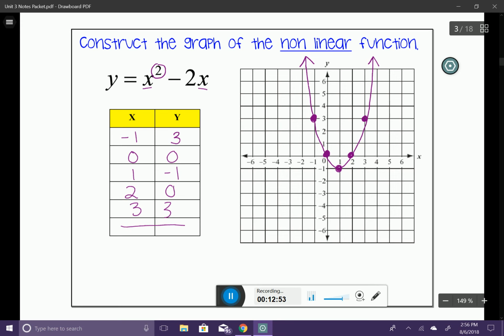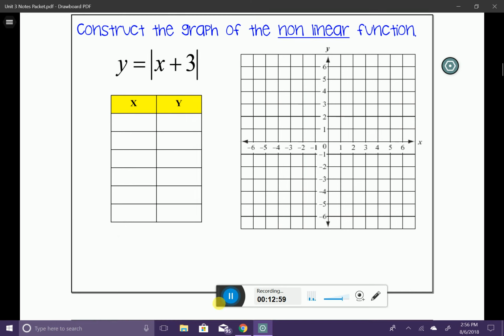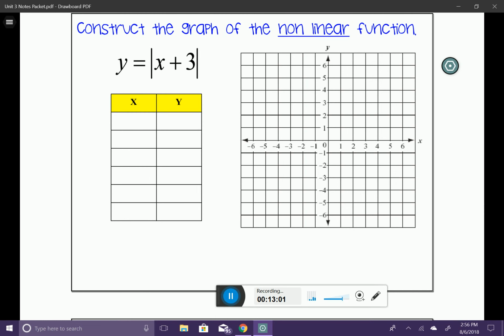All right, I have one more example of a non-linear function for you. And this is a function that has an absolute value in it. And we've seen these before. So let's go ahead and put this in our graphing calculator to get those points. And hopefully you remember from Unit 1, we discussed what this looks like in the calculator. And let's go ahead and do that.